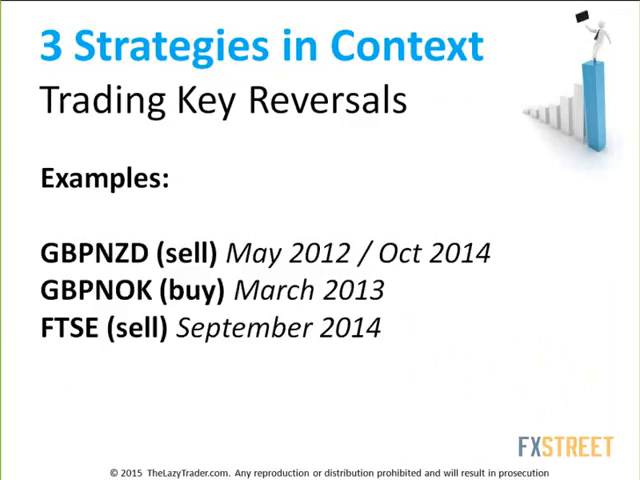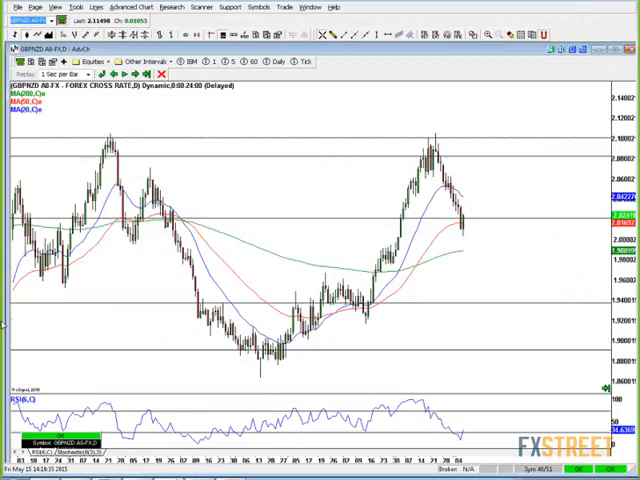I'm going to talk to you about some examples here. We've covered pound New Zealand. We're going to talk about pound NOK now. There is a third component to this, and I'm going to talk to you about it rather than cover it in your notes. It's the first pullback after we get a key reversal. This pullback is absolutely crucial to qualify the key reversal. Sometimes you don't get it, but when you do, it's a very, very nice heads up to essentially jump on the back of. Okay, so let's talk about pound NOK.